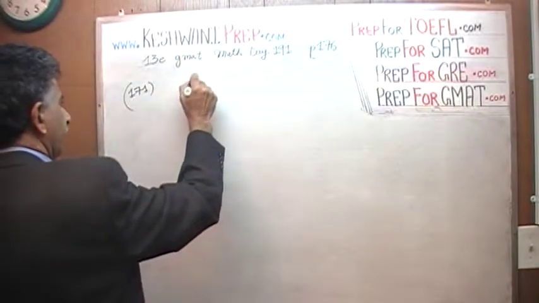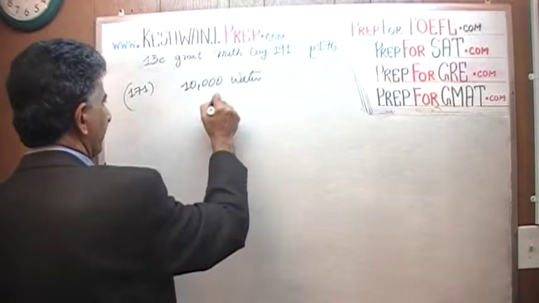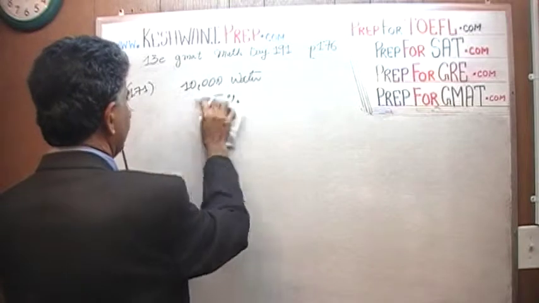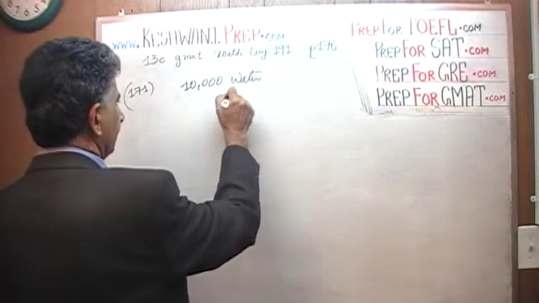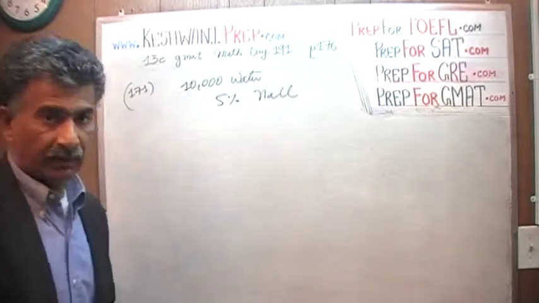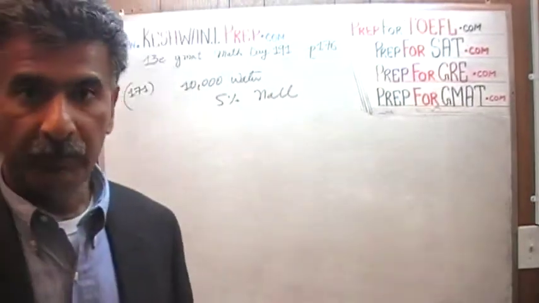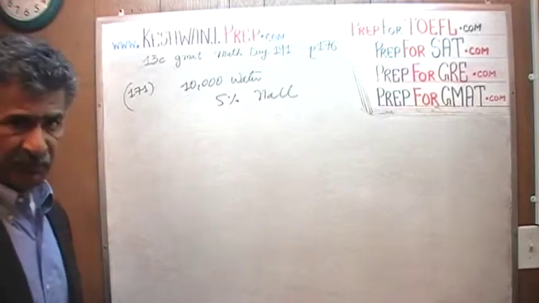we have 10,000 gallons of water, and we are told that in it we have 5% sodium chloride. I believe sodium chloride is Na and Cl. Anyway, sodium chloride. If it's not, I'm inventing a new symbol. What is 5% of 10,000?